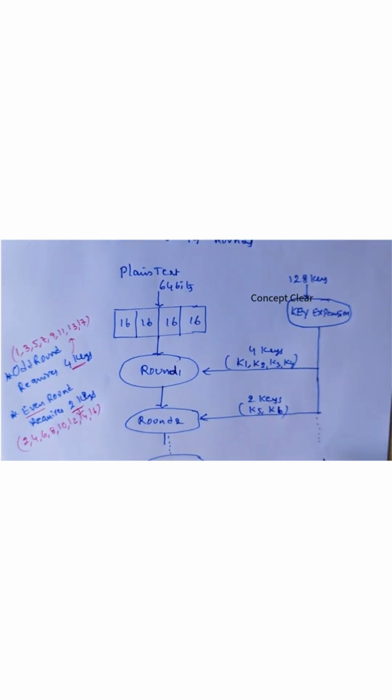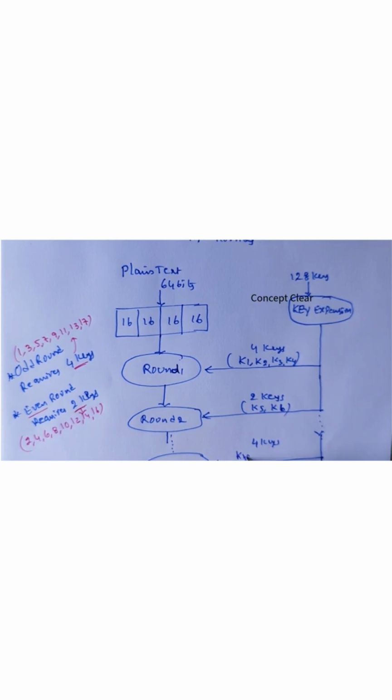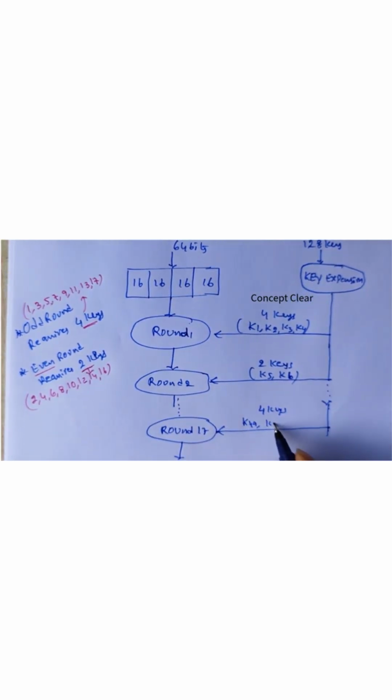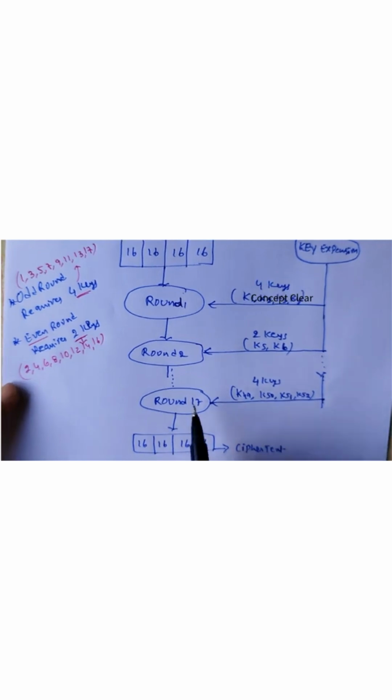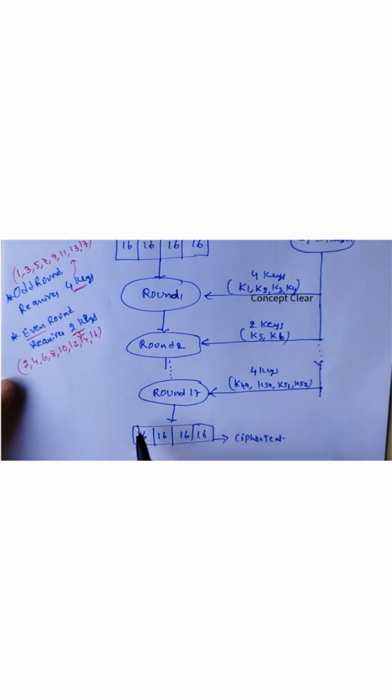If you proceed like this up to the 17th round, what are the 17th round keys? In the 17th round, you have to use 4 keys. The last 4 keys are K49, K50, K51, K52. These 4 keys are used for round 17. After performing round 17, what is the output you are getting? That is the ciphertext. This is the IDEA algorithm block diagram.